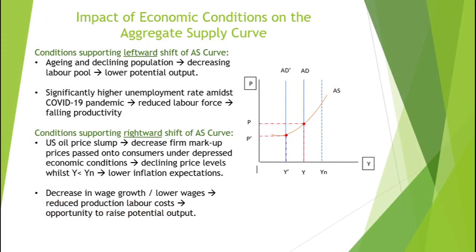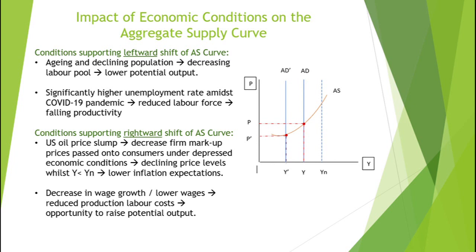Japan's demographic issue of an aging and declining population has been aggravated by the current COVID-19 pandemic. It has led to higher rates of unemployment, reduced labor force, falling productivity, and lower potential output, resulting in a possible shift of the AS curve to the left.